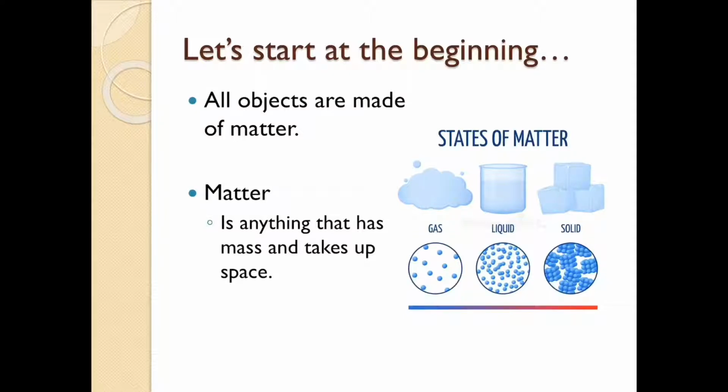So let's start off with just talking about matter. So we know that all objects are made of matter. Your hair, your table, your fingernails, your floor, the air, everything. Matter is anything that has mass and takes up space. So we're going to be talking a little bit more about this in the next unit, but we know that there are three states of matter that we typically think about, and that's gas, liquids, and solids. So anything in those three forms is some type of matter.